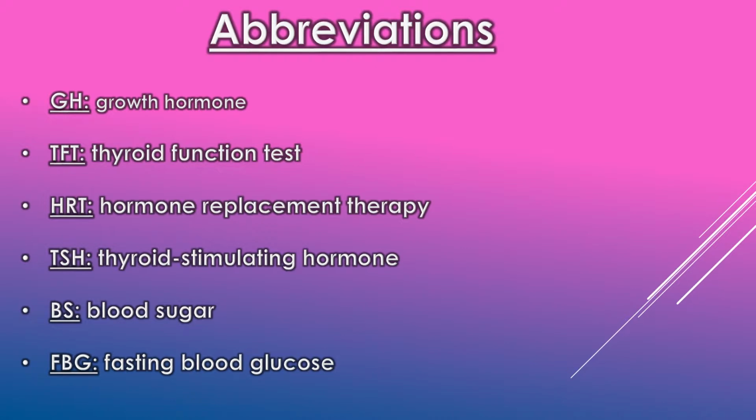Next, we have TSH, which is thyroid stimulating hormone, or another word for thyrotropin. Basically, it's another hormone in the pituitary gland that regulates production of thyroid hormones. Next, we have BS, which stands for blood sugar, which is the concentration of glucose in the blood. And lastly, we have FBG, which is fasting blood glucose. We learned about this one a few slides back, but it is basically a test to see if you have diabetes.